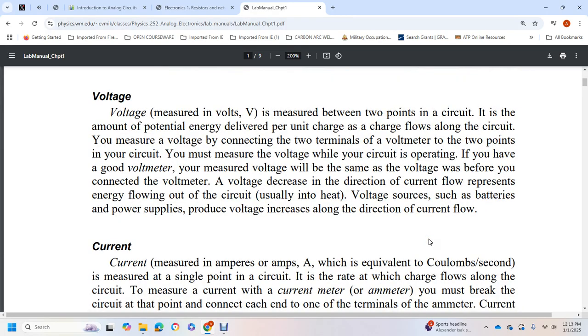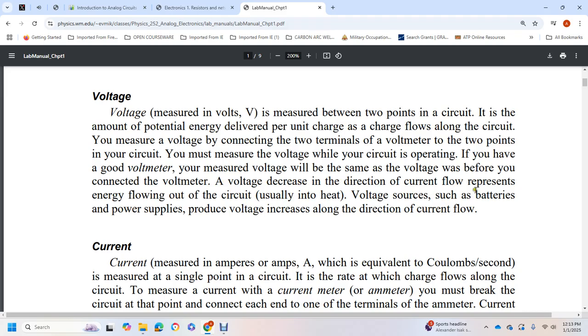Voltage, measured in volts or V, is measured between two points in a circuit. It is the amount of potential energy delivered per unit charge as the charge flows along the circuit. You measure the voltage by connecting the two terminals of the voltmeter to the two points in the circuit. You must measure the voltage while the circuit is operating. If you have a good voltmeter, the measured voltage is the same as the voltage was before connecting the voltmeter.